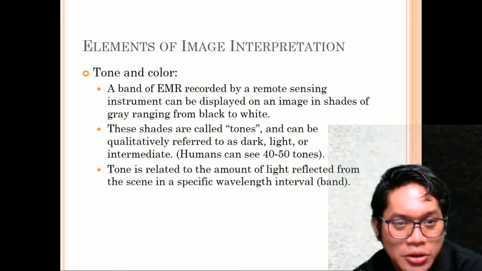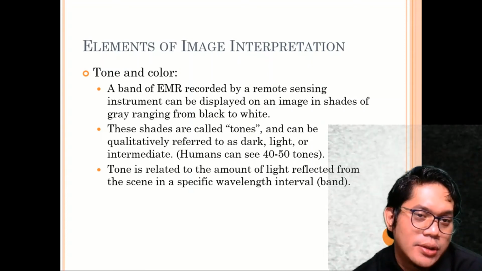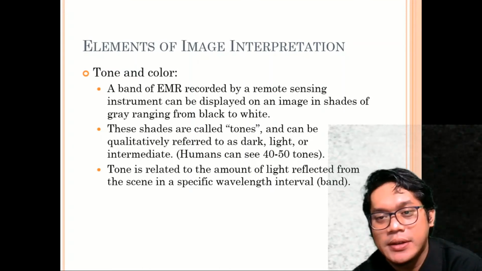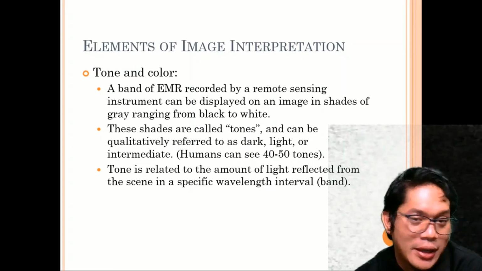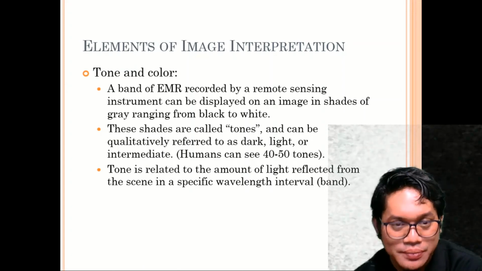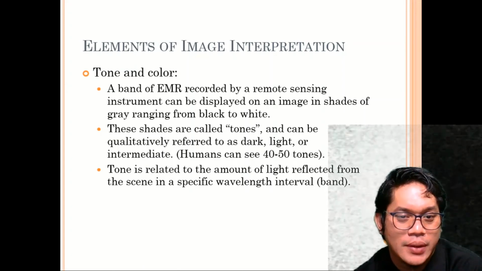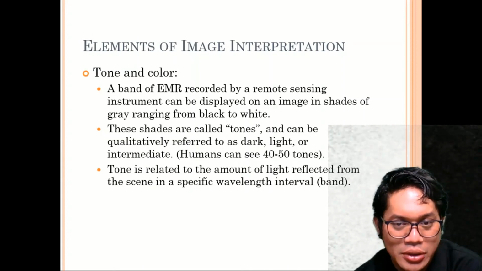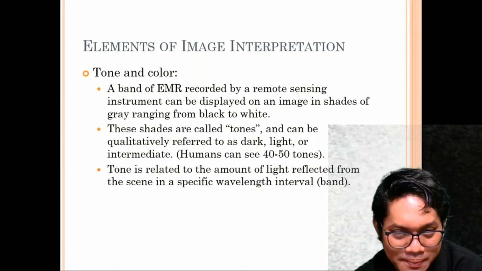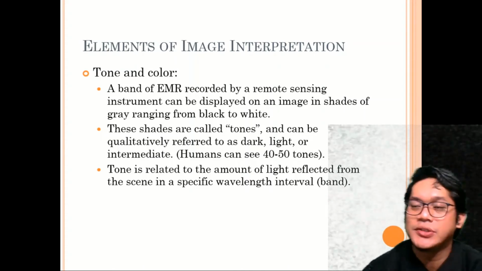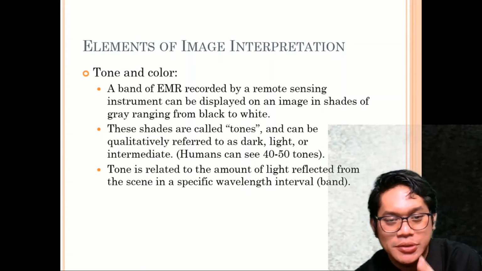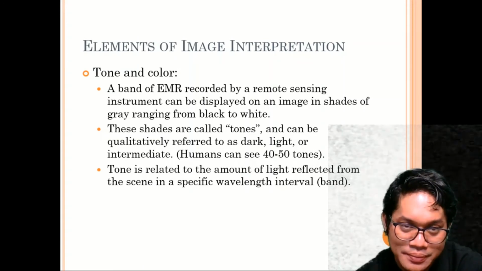And another one will be tone and color. A band of the EMR recorded by remote sensing instruments is displayed in the image in shades of gray from black to white. So these are the tones, and they are related to the amount of light reflected and detected by the system in specific wavelength intervals. The combination of those spectrums basically creates colors.